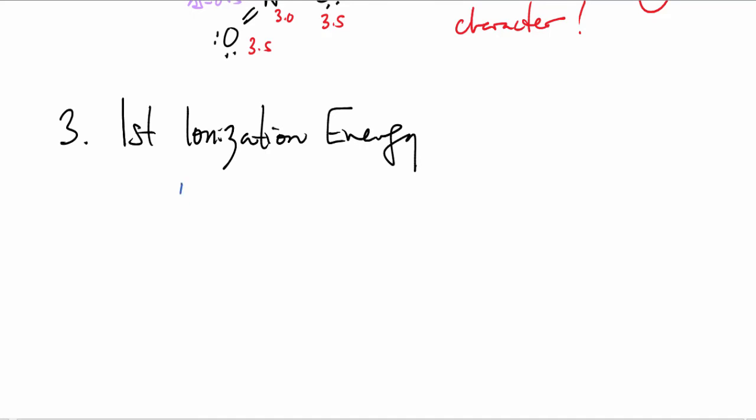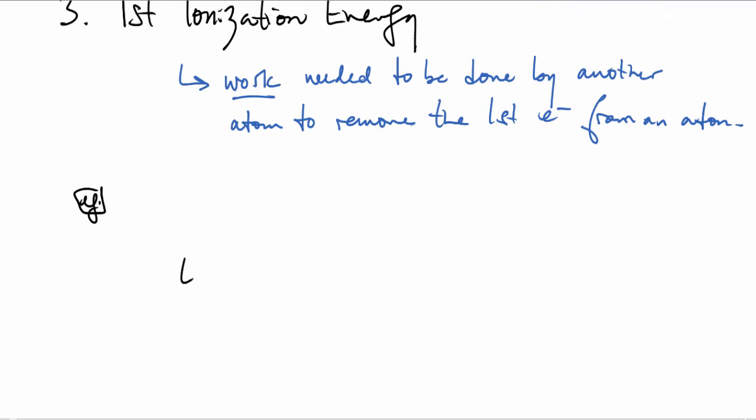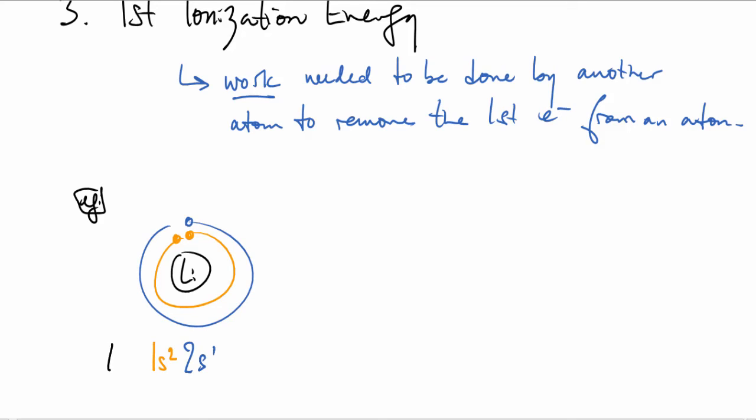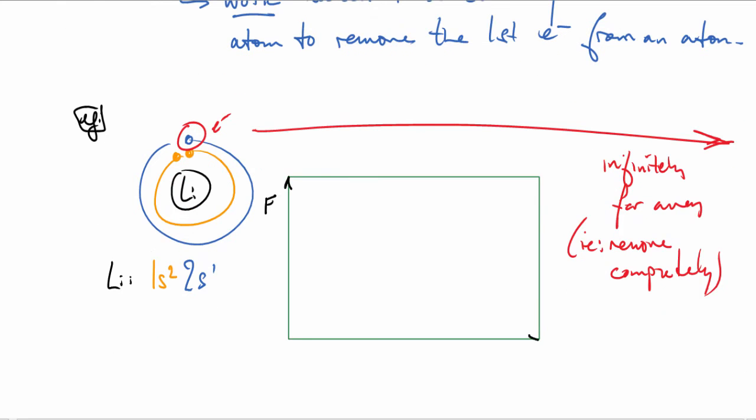Next thing let's talk about is the ionization energy. And this is the work needed to be done by another atom to remove the first electron from an atom. So the ionization energy of an atom is the energy needed, or the work needed to be done, to get an electron away by someone else. Okay, so as an example, let's look at lithium. It has 2 electrons in the center there, in the 1s orbital, and in the 2s orbital has 1 electron. Okay, that one there. To take that electron infinitely far away requires a certain amount of work. That amount of work is called the ionization energy. How much does it take to remove that first electron completely?